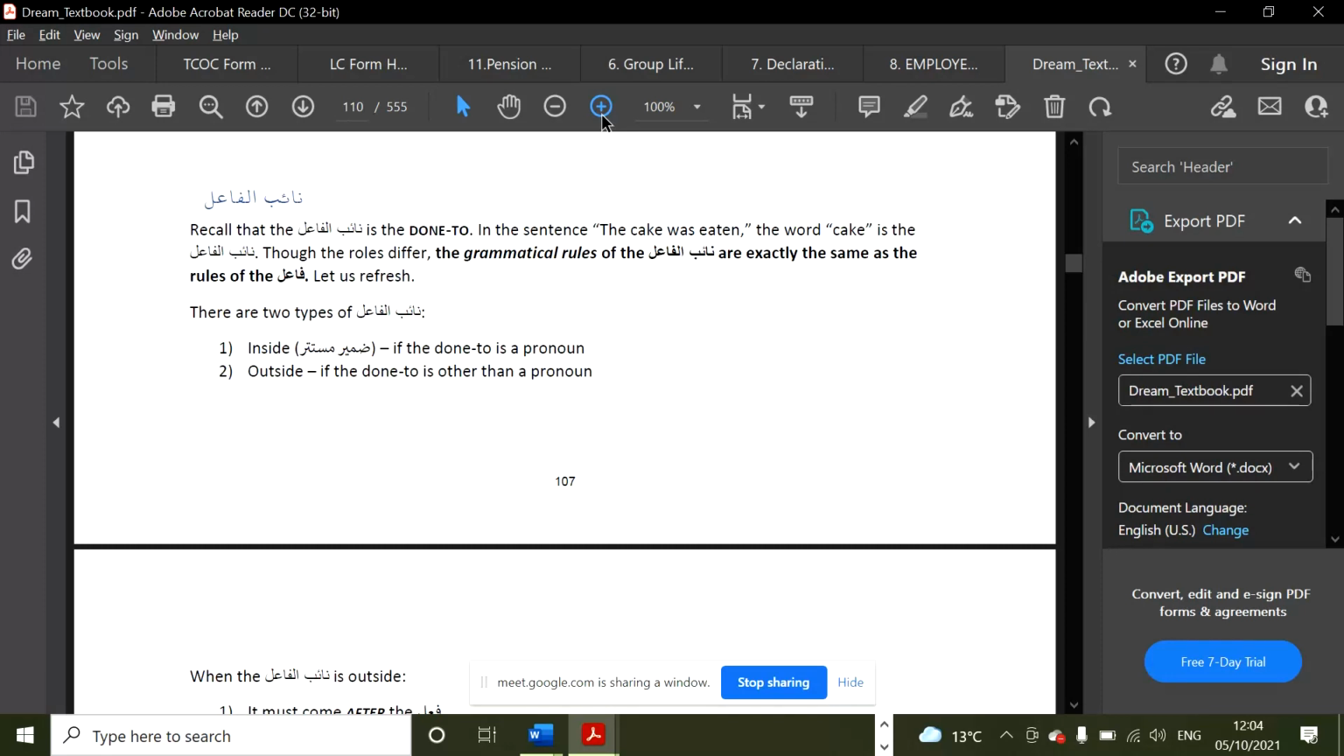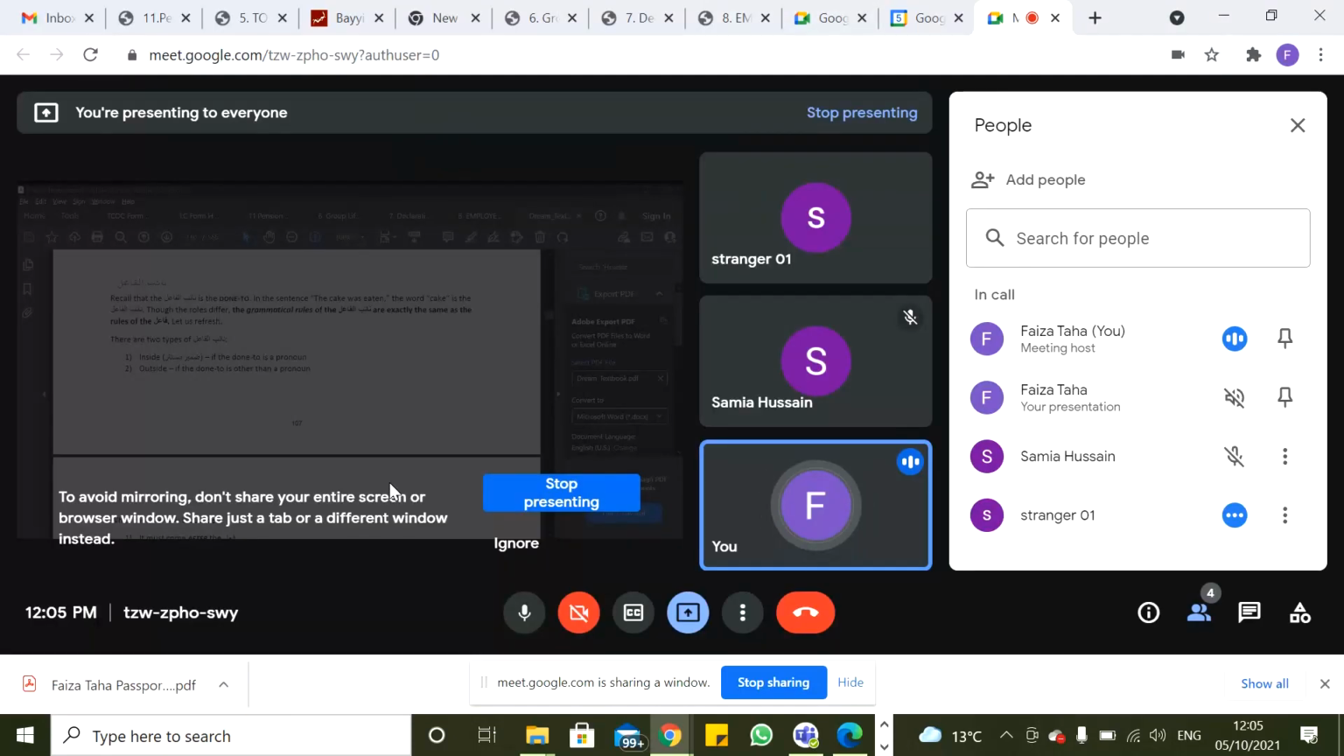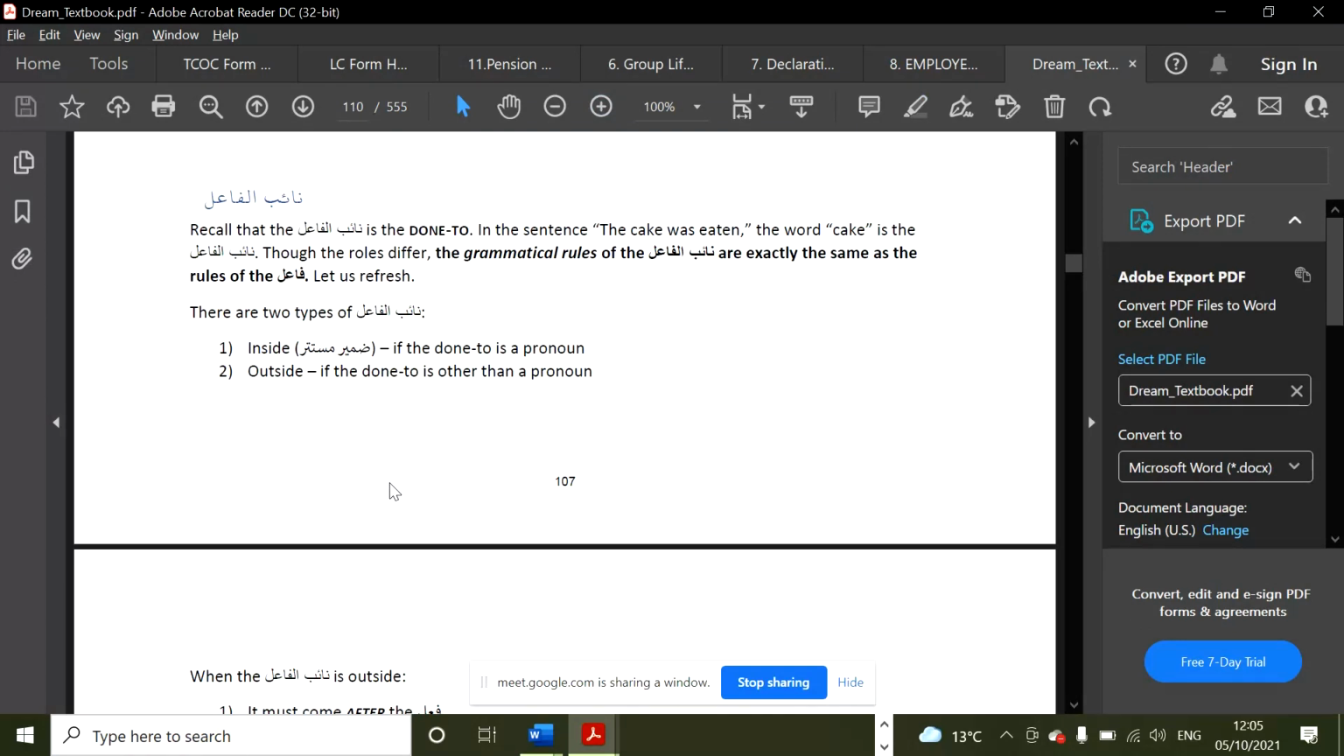Okay, please read. There are two types of naibul fa'il. Number one, inside, the mustatir, if the done to is a pronoun. Number two, outside, if the done to is other than a pronoun. Okay, so there is nothing new here. Similar to outside fa'il and inside fa'il, we have an outside naibul fa'il and an inside naibul fa'il. The rules are the same: if we have an inside naibul fa'il, it is usually a hidden pronoun inside a fi'l, which will make it a fi'l, fa'il, and naibul fa'il.